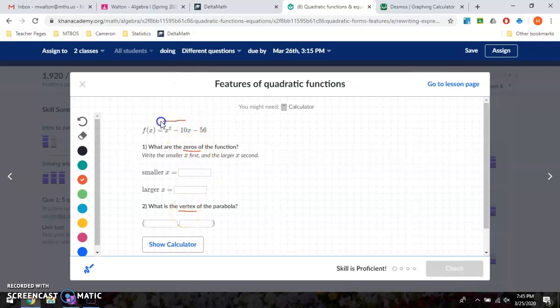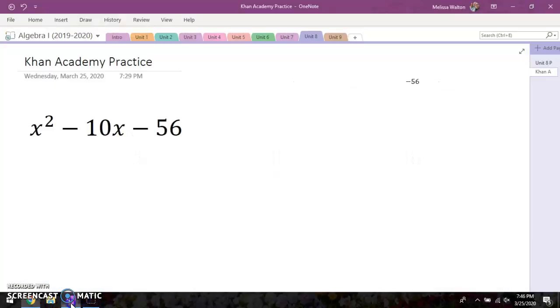All right, and here is our equation. Now, right off the bat, I know that the y-intercept is negative 56. This is in standard form, but unfortunately, this did not ask for the y-intercept. It asked for the two x-intercepts and the vertex. So let's go ahead and find those two pieces of information, the x-intercepts and the vertex.